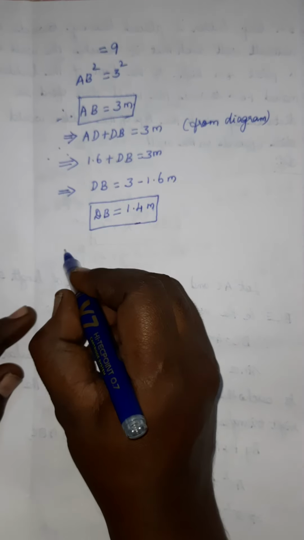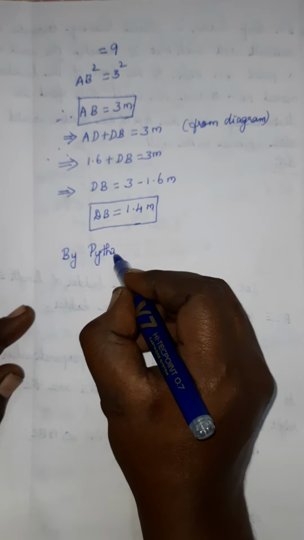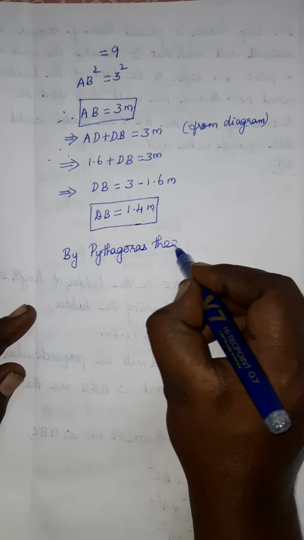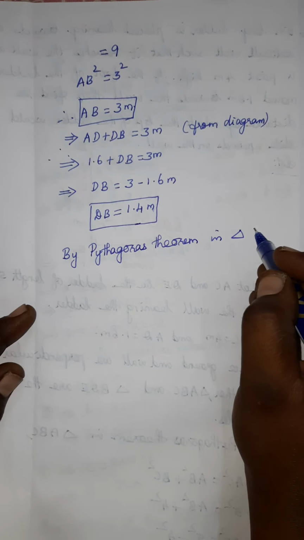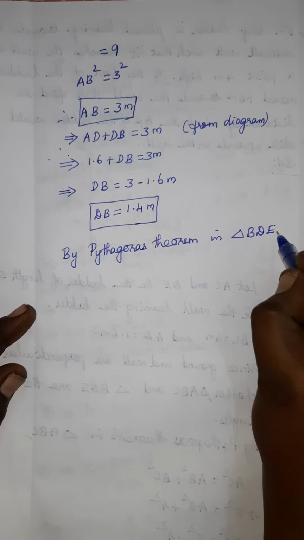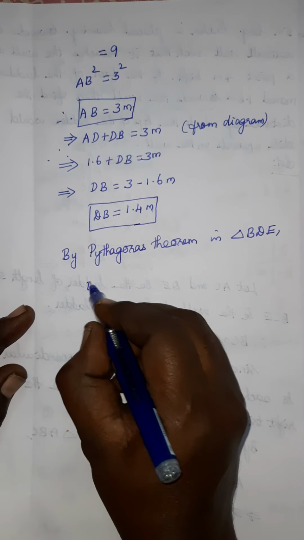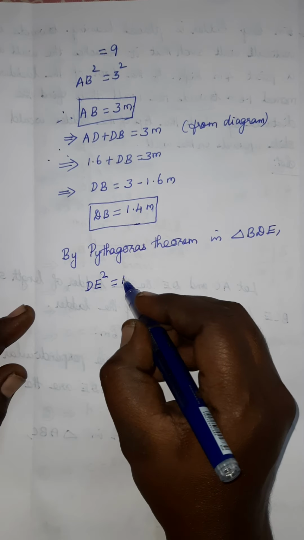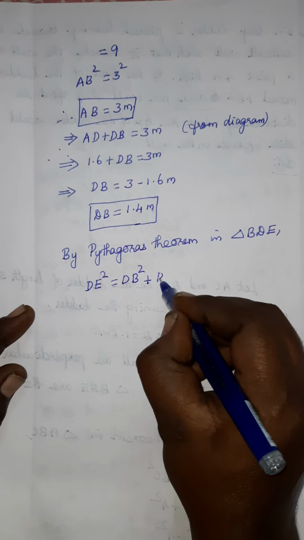Next we can find the distance, how much it moved upwards. Now by Pythagoras theorem, in triangle BDE, there the hypotenuse is DE, so DE square is equal to DB square plus BE square.